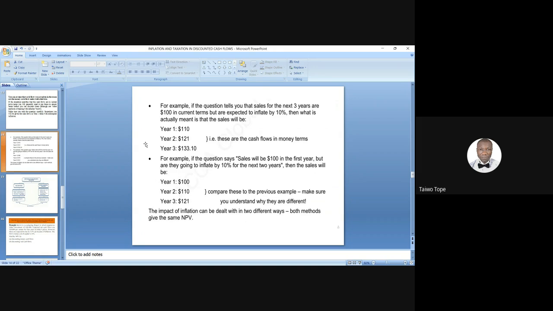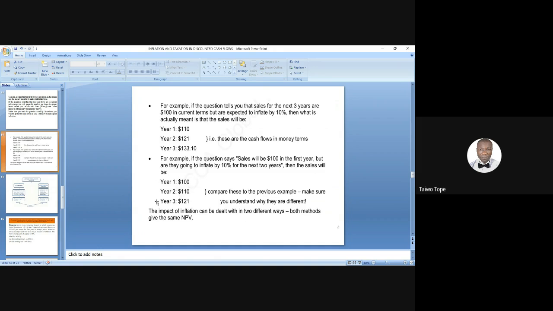For example, if the question says that sales will be $100 in the first year, take note, inflation will not start in the first year, it starts in the next year, and is going to inflate by 10% for the next 2 years. So the sales will be, in year one, $100. In year two, it will be 110. That is 1.1 multiplied by 100. In year three, it will be 1.1 to the power of 2, which will give you 121. So the impact of inflation can be dealt with in two different ways.